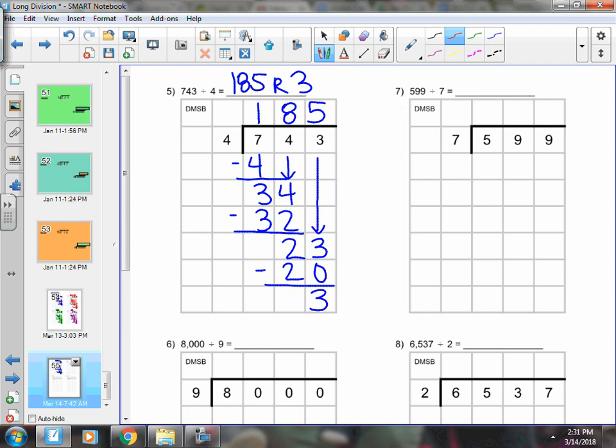Groups of 7. You can't make any groups of 7 from 5, but you can make groups of 7 from 59. 7 times 7 is 49. 7 times 8 is 56. 7 times 9 is 63. That's too much. So 7 times 8 is 56. Subtract, bring down. How many groups of 7 can we make from 39? 5 groups. 5 times 7 is 35. Subtract, there's nothing to bring down. That's when you know you're done.